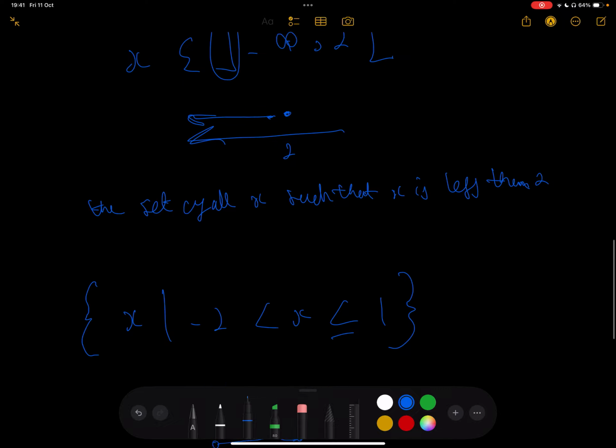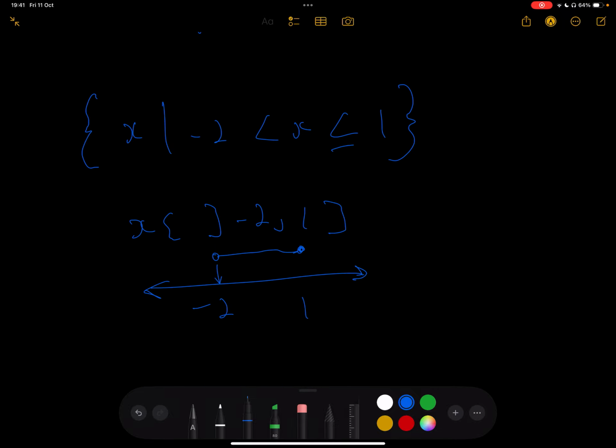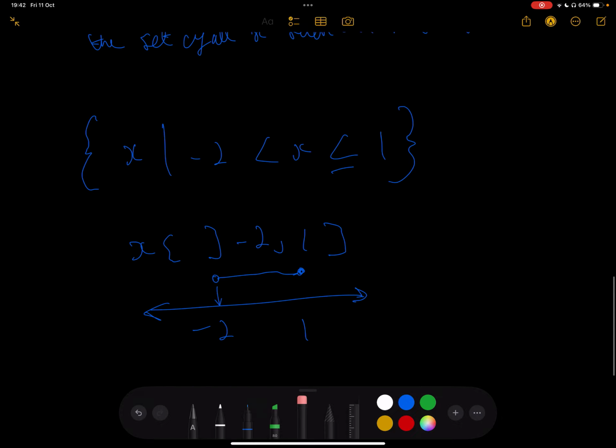What does this mean? Well, this means the set of all x such that x is between negative 2 and 1, including 1. So the value that x can take is between negative 2 and 1, including 1. So here, you can see we have our lower limit of minus 2, and our upper limit of 1, as that's the highest number it can achieve, and this is the lowest number. Alright.